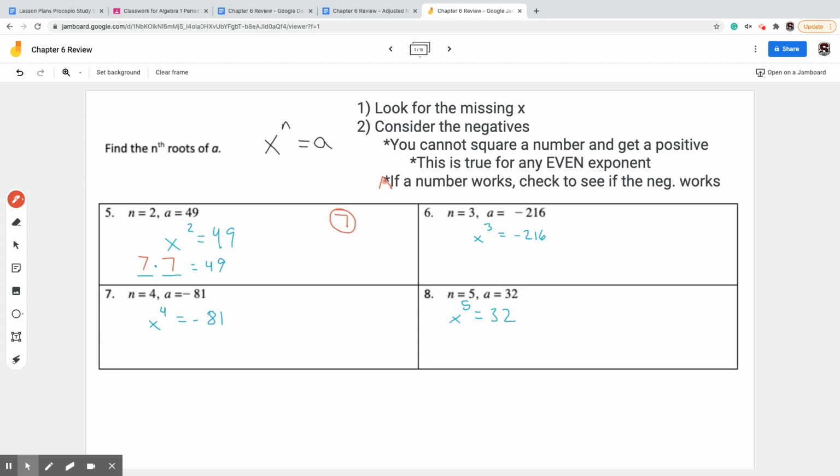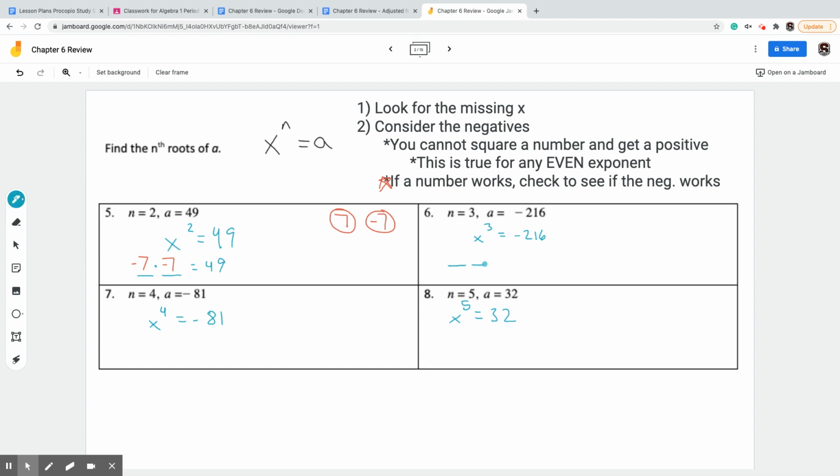But if a number works, check to see if its negative would work. So I'm going to put the negative in. I'm going to check -7 times -7, and see, does it work? And -7 times -7 is indeed 49. So -7 is part of your answer too. Both of these answers are required to get full credit. They are both solutions. Let's try it again.